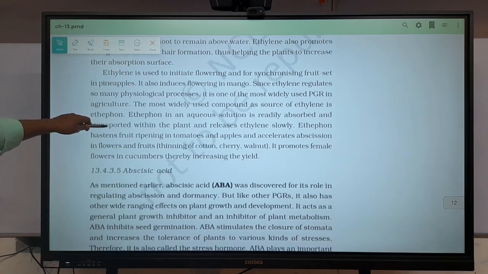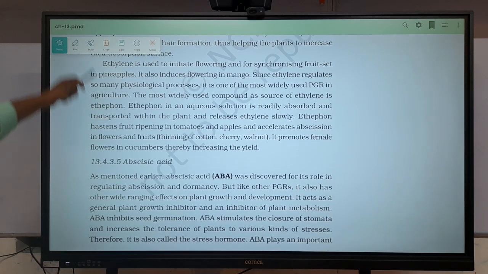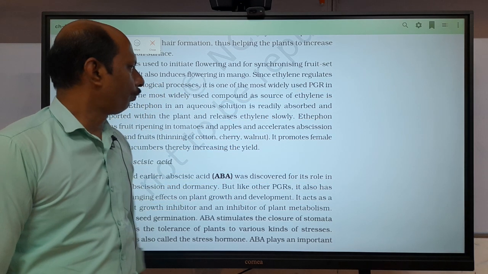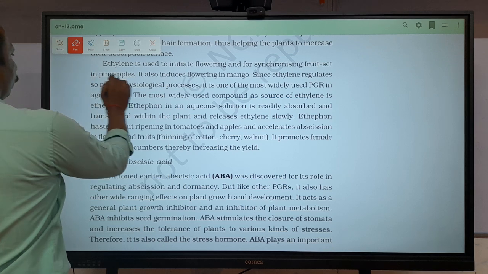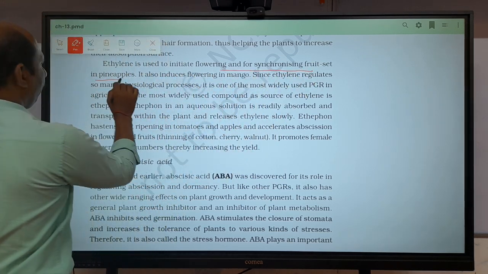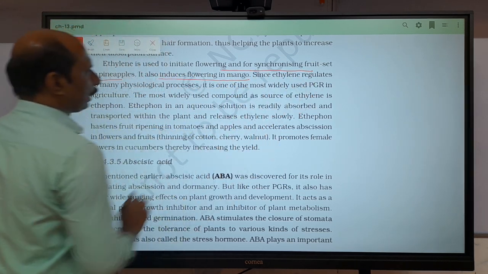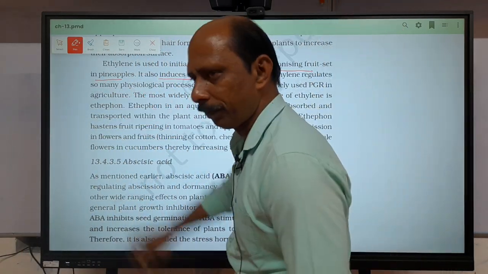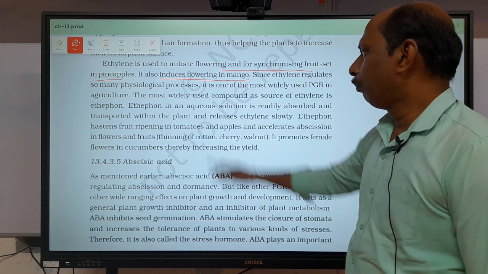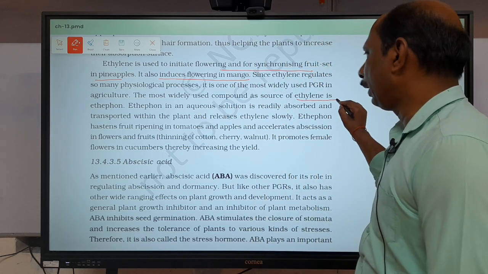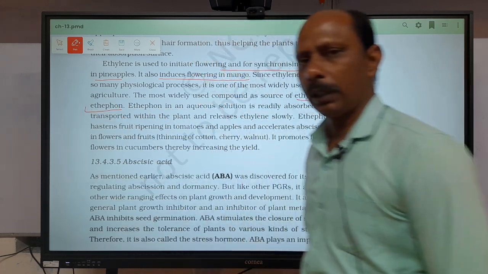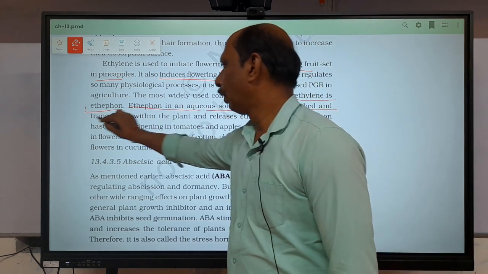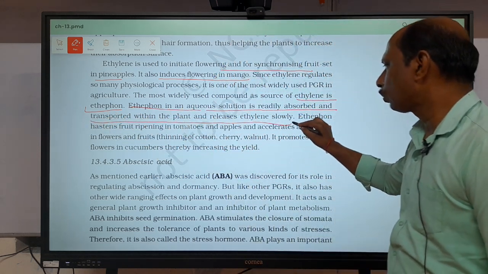Ethylene is used to initiate flowering for synchronized fruit set in pineapples. It also induces flowering in mango, right? In pineapples, it induces flowering, and in mango. Since ethylene regulates so many physiological processes, it is one of the most widely used PGRs in horticulture and agriculture also. The most widely used compound that is a source of ethylene is ethephon.